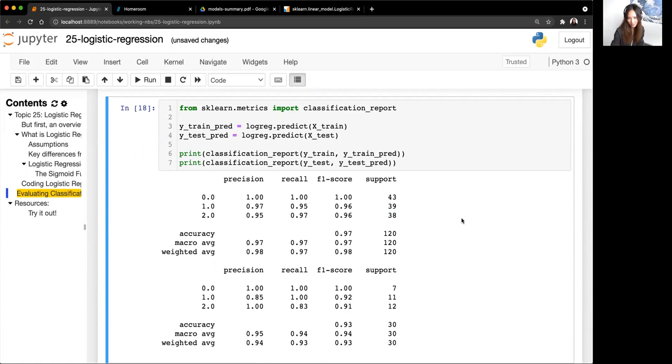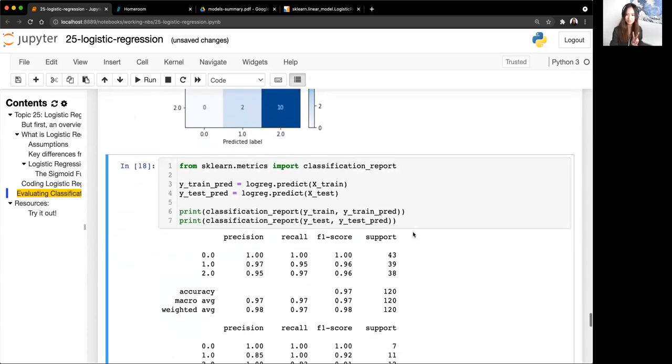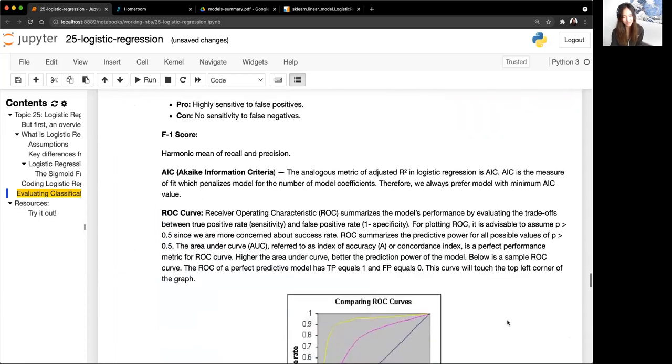So every time you're doing some sort of classification with your metrics, I always want to see your confusion matrix and your classification report for train and test for any classification model that you ever run. Cool. So now going back to what all those metrics are to begin with.